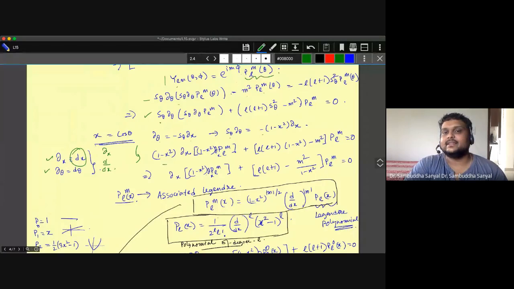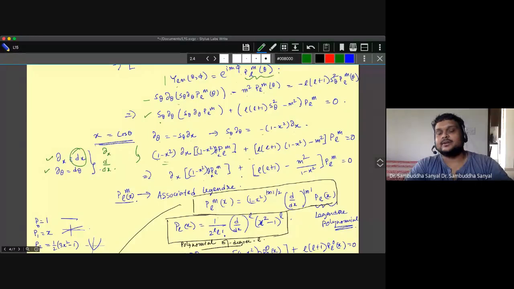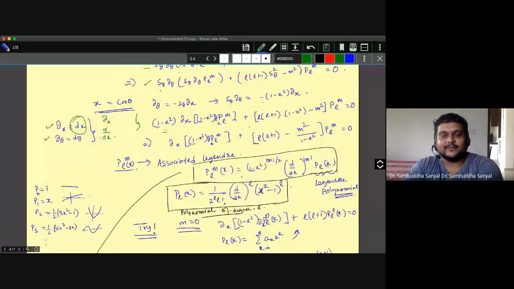Now I get this equation in terms of x, and if I rearrange it, dividing by 1 minus x squared, I get this form, and this is a familiar equation. This is called the Legendre equation. Did you do the Legendre equation in math methods? Yes, sir, we did it. Oh, great. So I don't need to say anything at all about this.